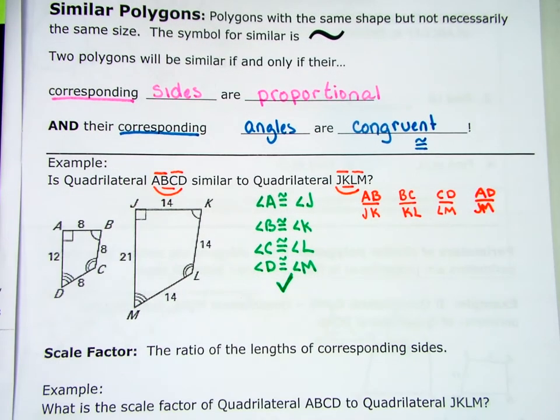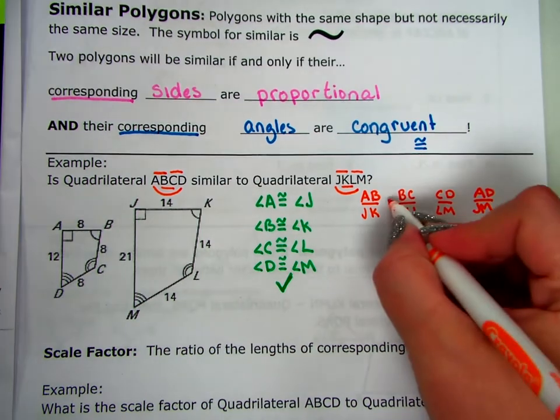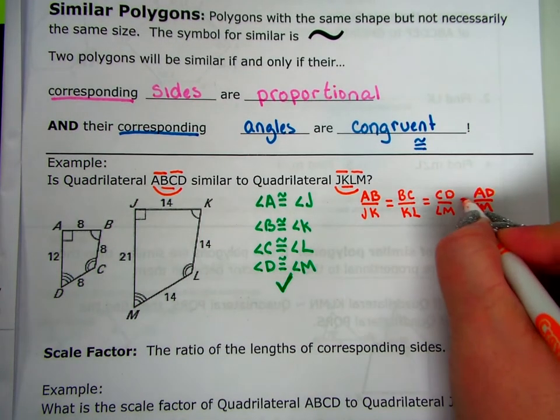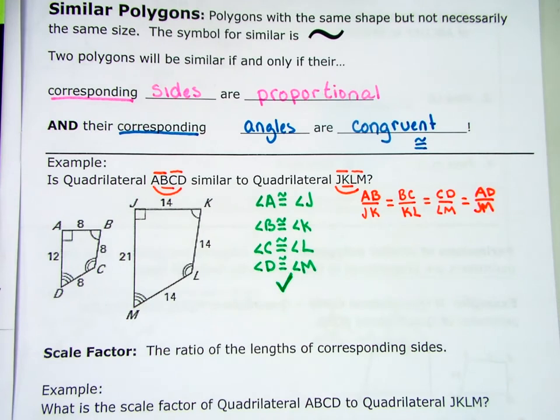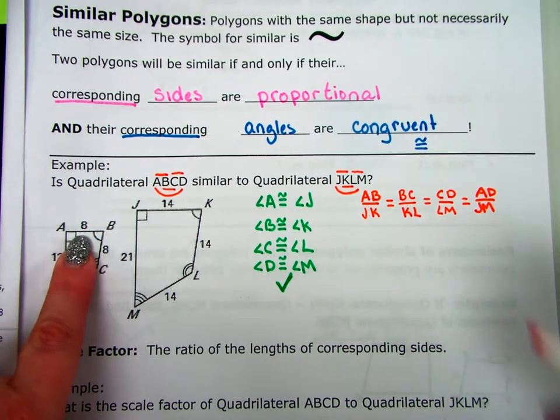So I have all those ratios. If they are all equal, then that means yes, they are proportional. If one of them is wrong, then no, these are not proportional. They all have to be the same in order to be proportional. Okay? So let's plug in our numbers and see if they're all the same.